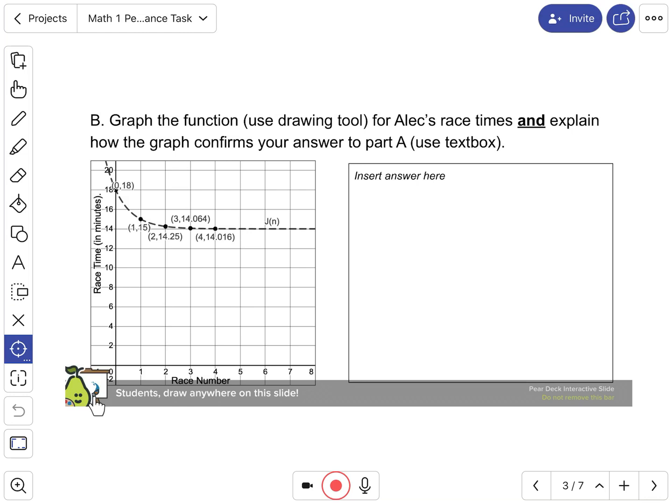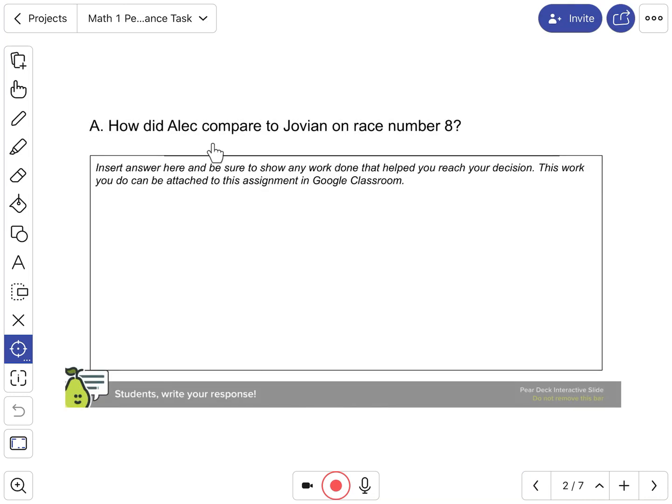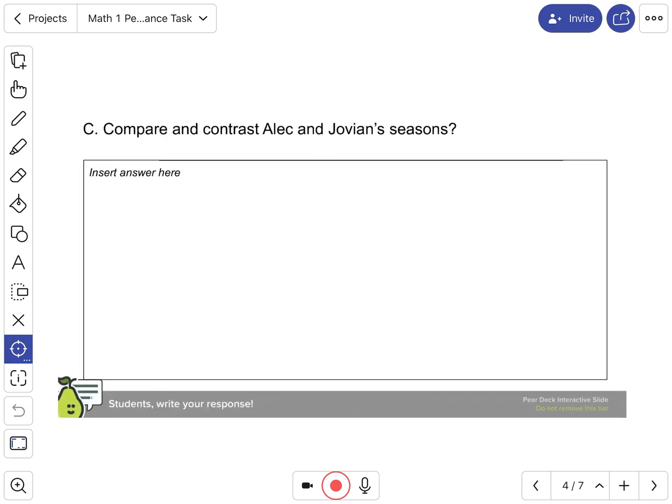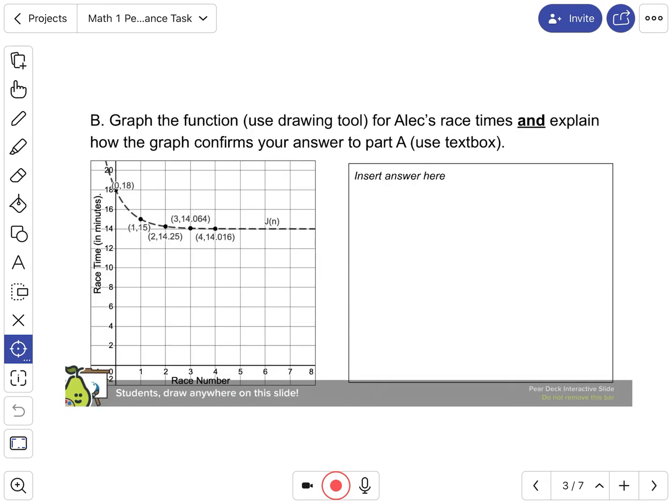Once you graph it, on the bottom of this screen there's a T for a text box, and you'll use that to type into this area over here. And you're going to explain how the graph shows that this is correct, whatever the race times were for race number 8, based on the graph. And then compare and contrast what is the same about their two graphs.